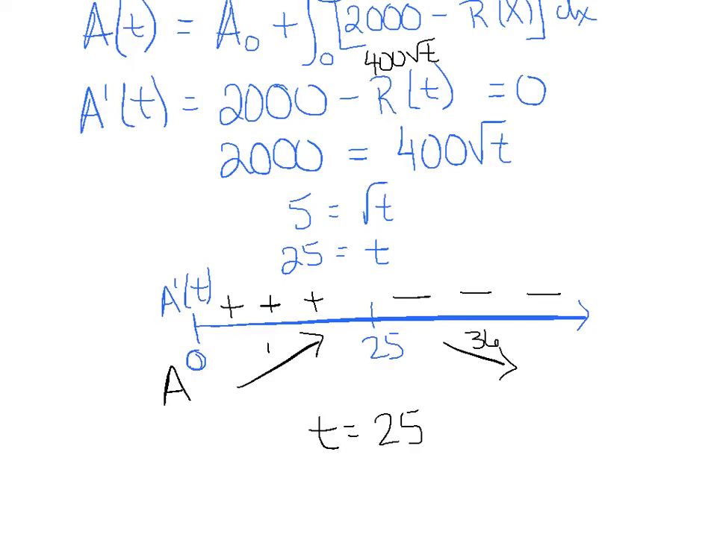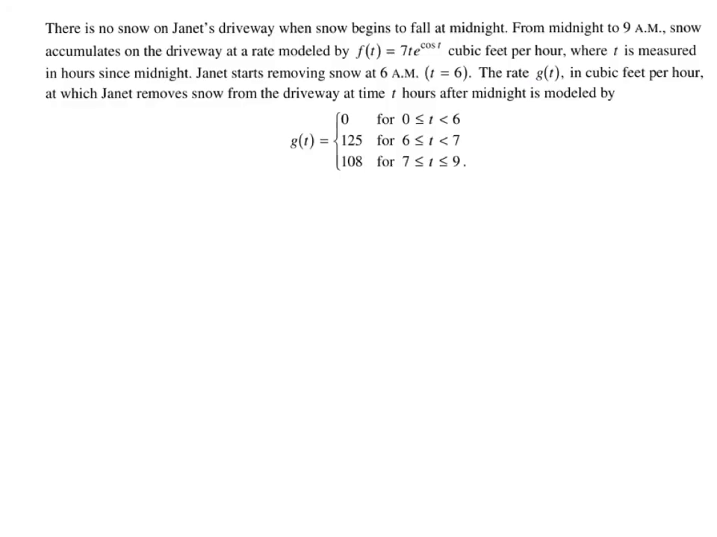Let's go get one more example while we're at it. This is one of my favorite problems, and certainly as I look out my window and see it snowing, I could certainly visualize this problem happening here. But it says there's no snow on Janet's driveway right now when snow begins to fall at midnight. And then from midnight to 9 a.m., snow accumulates on her driveway at a rate modeled by f of t, measured in cubic feet per hour, where t is measured in hours since midnight.